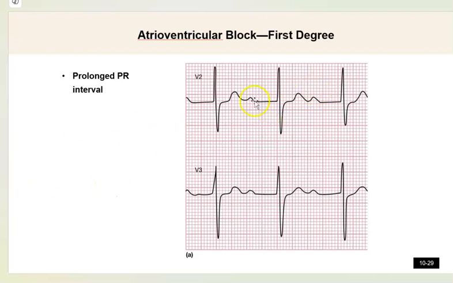This one is going to be your first degree block because the distance from the start of your P to the start of the QRS is too long. It is taking way too long for the SA node impulse to get through to the ventricle. You have some kind of block, probably in the AV node. So, a first degree AV block.